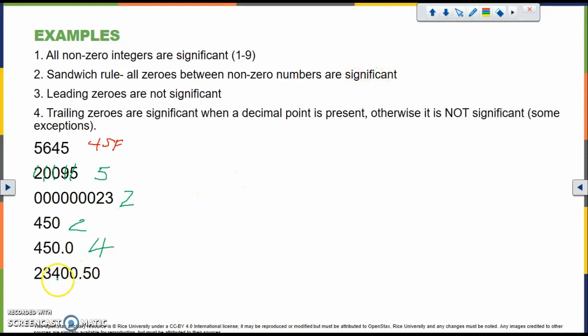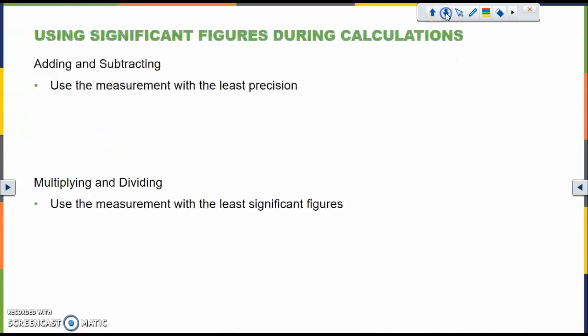Here's another one. In this case, 23,400,0.50. Folks, we have to apply all of these rules except for number 3, because number 3 is never. So 2, 3, 4, and 5 are obviously significant. These 2 zeros are obviously significant because they're between 5 and 4. This trailing zero is significant. Why? There's a decimal point. So in this case, all of these numbers, including the zeros, are significant. So you have 1, 2, 3, 4, 5, 6, 7. This has 7 significant digits.